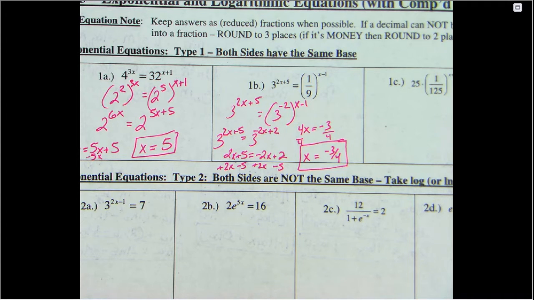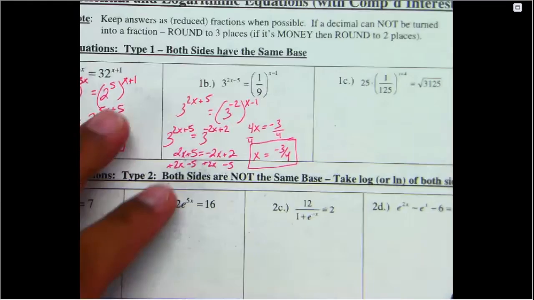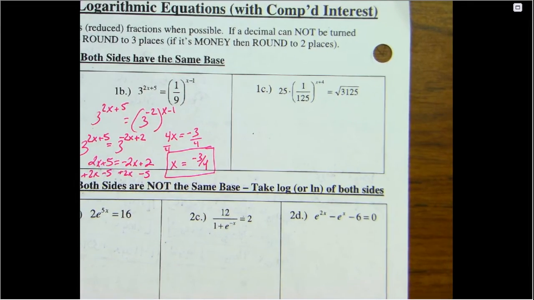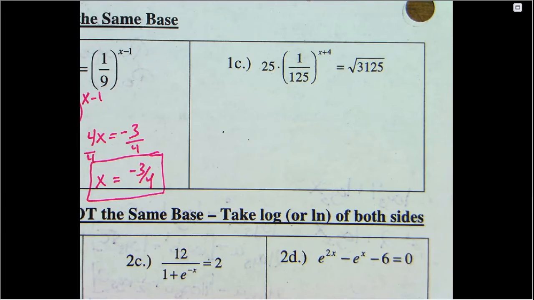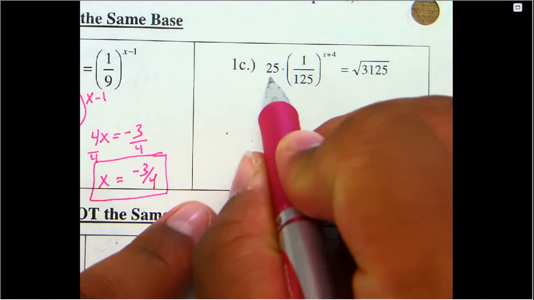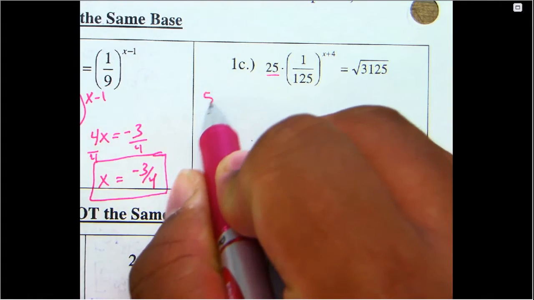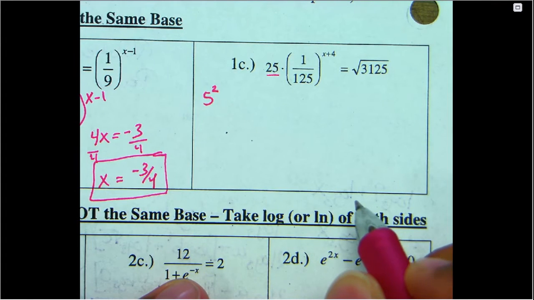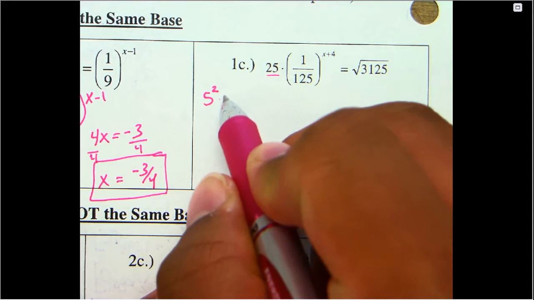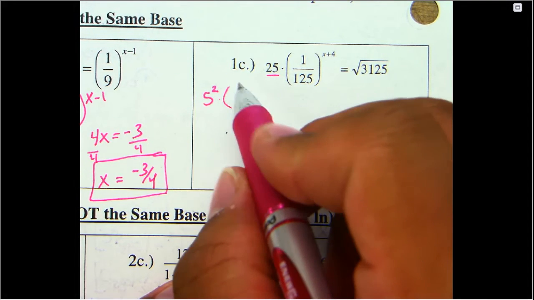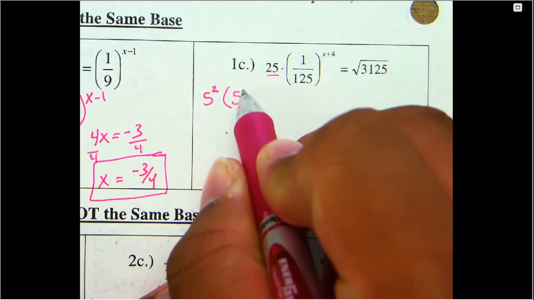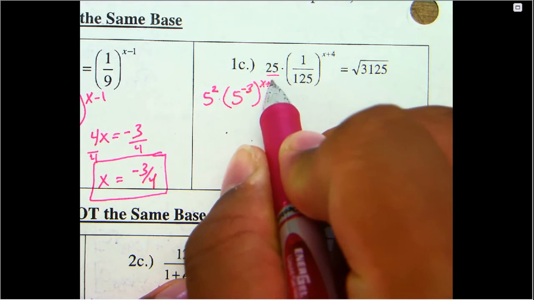All right, so the next one. You have a couple extra things going on with this problem. All right, so we have 25 times 1 over 125 to the x plus 4 equals the square root of 3125. So what base can we write all those as? Base of 5. So the 25 we're going to change to 5 squared. The 125 we're going to change to what? Well, 1 over 125, 5 to the negative 3 raised to the x plus 4.